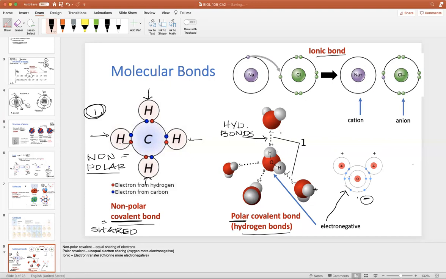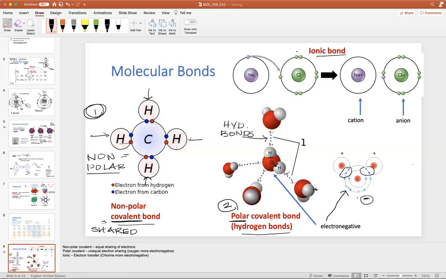This isn't an actual chemical bond. We're not sharing electrons. This is just a magnetic attraction. The sharing of electrons is happening here and here, here and here. Okay, so that's a polar covalent bond. So 1 was nonpolar, 2 is polar, and both of these are covalent, meaning they're actually sharing electrons.